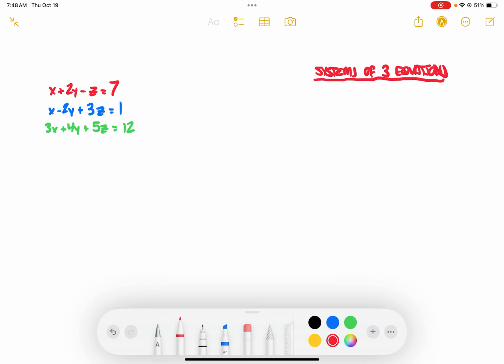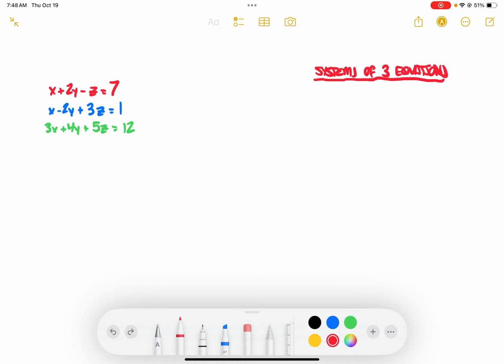And the whole point of solving a system of three equations is that we know how to solve a system of two equations, right? A big strategy for mathematicians is to turn something that they don't know into something that they do know. So we're going to see what we can do to turn this system of three equations into a system of two equations.